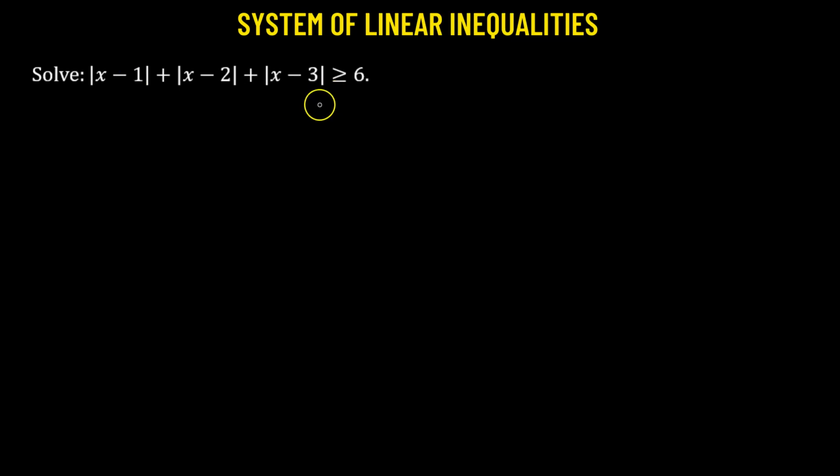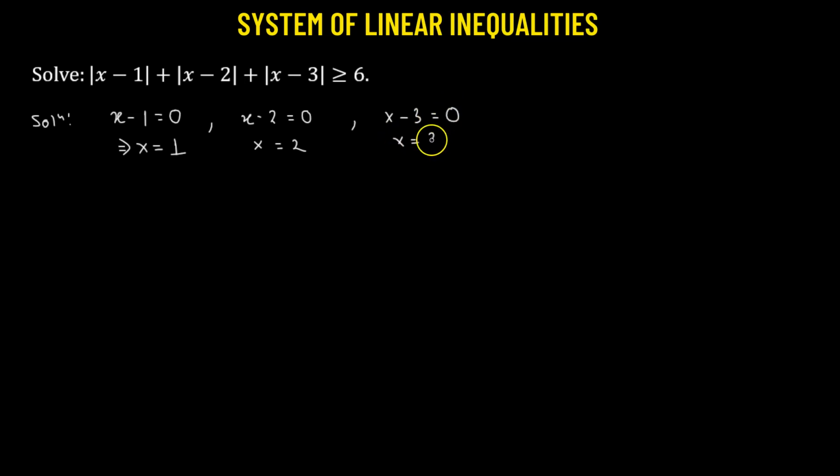Let's solve the following linear inequality. So first, we will begin by considering each of the expressions within the absolute values, or within the modulus, and equate it to 0. So first we'll take x minus 1 equals 0. So this gives us x equals 1. Then we will consider x minus 2 equals 0, which gives us x equals 2. And we will also consider x minus 3 and equate it to 0 to get x equals 3.